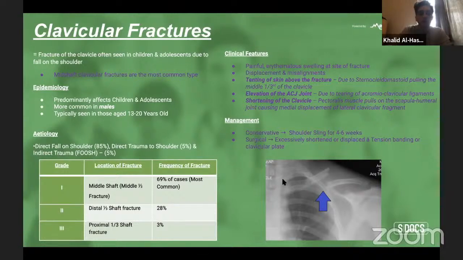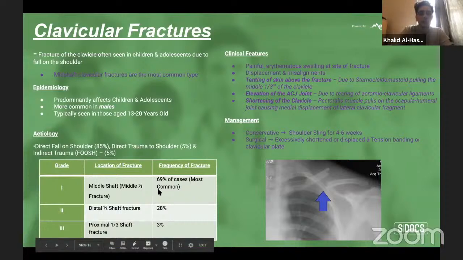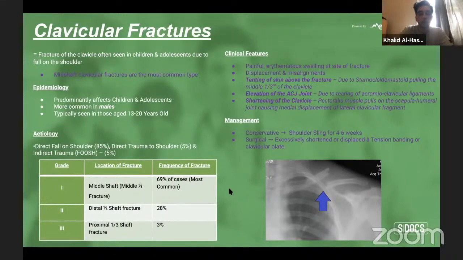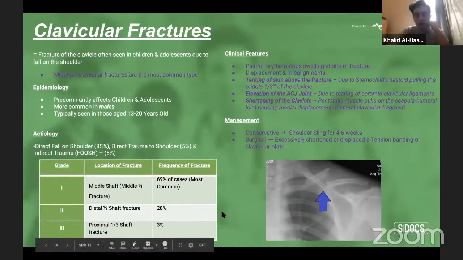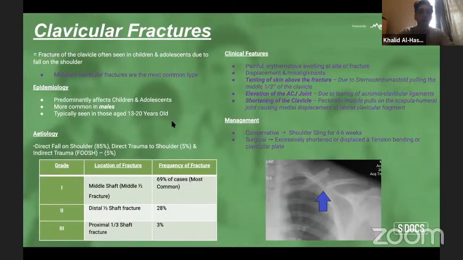And the way that we classify them is shown below in this table here. So grade 1 is the middle shaft, which is the middle 1/3. And this is the majority of the cases, or 69% of the cases. The second most common is the distal 1/3 shaft fractures, which is closer towards the acromioclavicular joint. And the proximal 1/3, which is attached at the sternum, rarely has any fractures, only 3% of fractures. This, as mentioned, predominantly affects children and is typically seen in adolescents and teenagers.